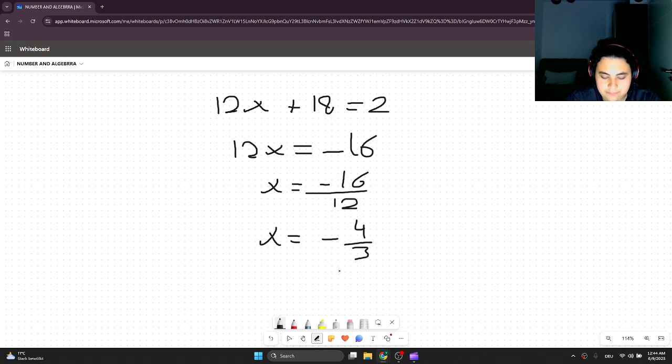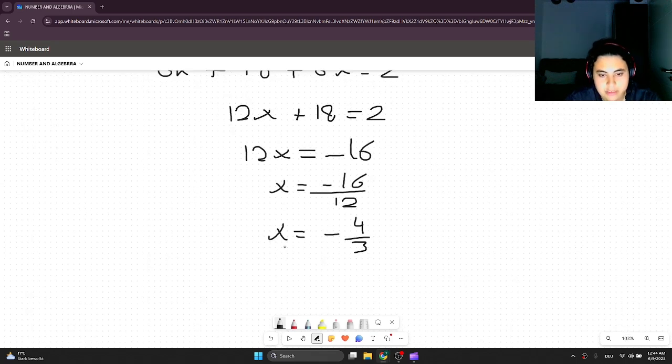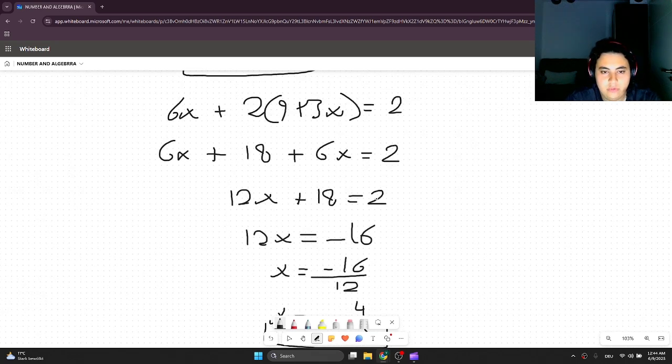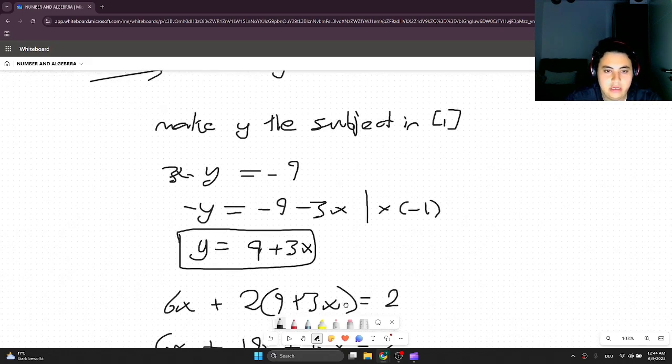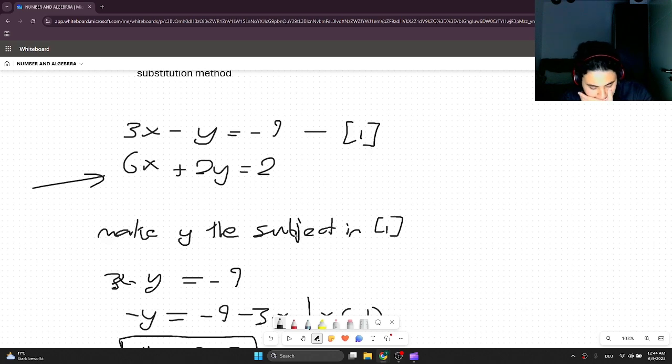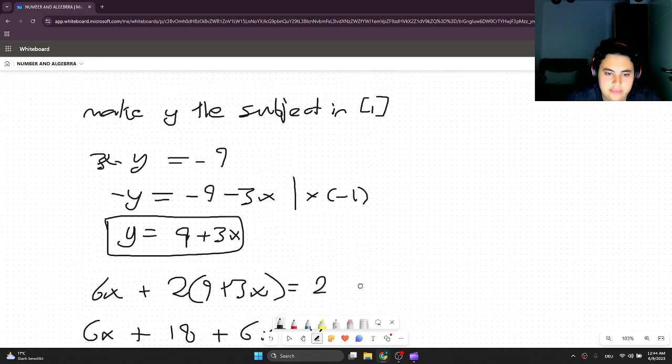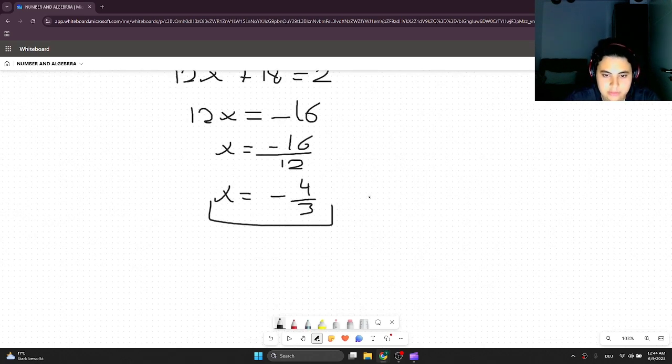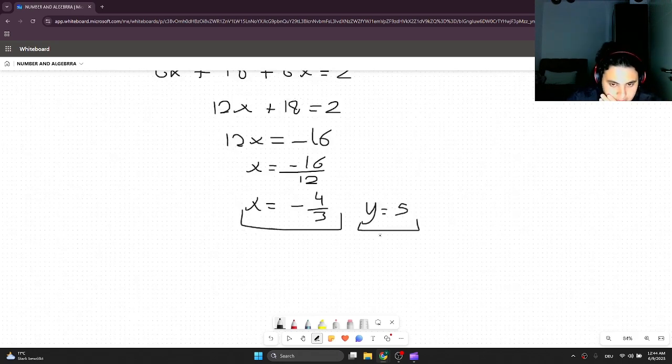Then after that, I'm going to plug x equals negative 4 over 3 into one of these equations, and basically I'm going to get y is equal to 5. I have the solutions right here, and it says y is equal to 5. Because this is a fraction, it's not going to be nice to work with, and I don't really want to. It's really late, and I'm tired. So y is equal to 5. So this is the substitution method.